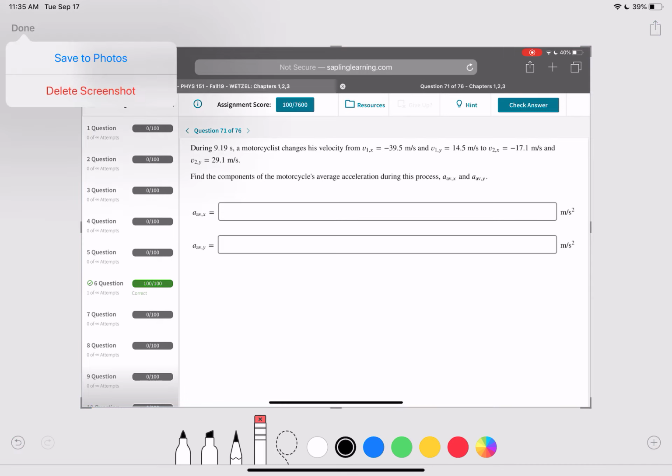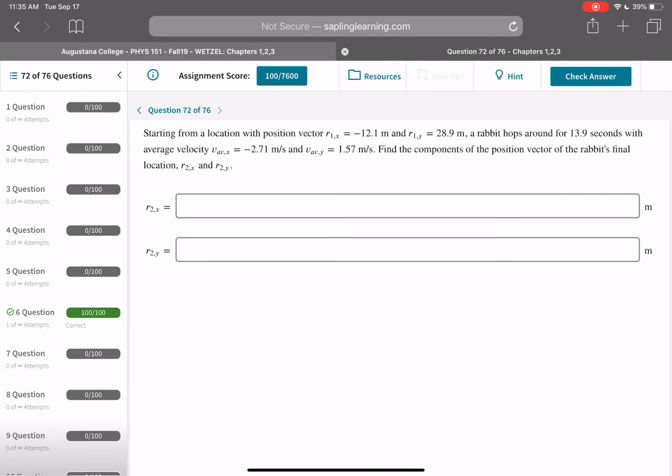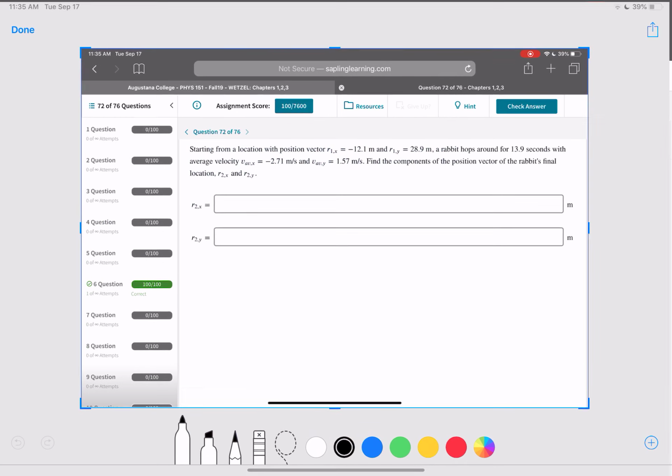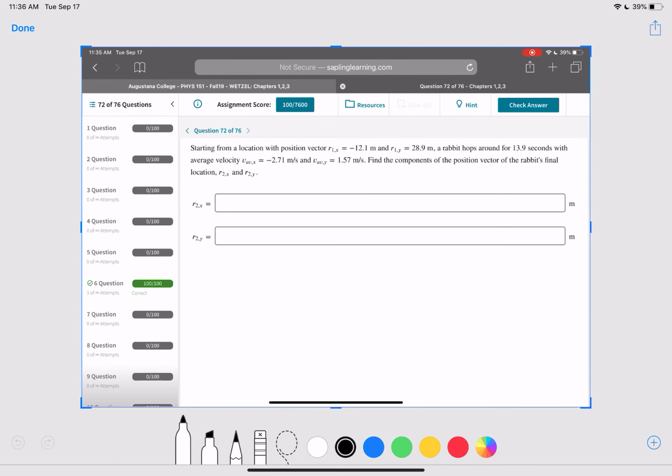Okay. Next. Starting from a location with this vector, a rabbit hops around for this many time. Average velocity is this. Find the components of the position vector, the rabbit's final location, R2, R1. Okay, so you're going to have one vector and another vector. And so what we're going to do is compare the x components and the y components.